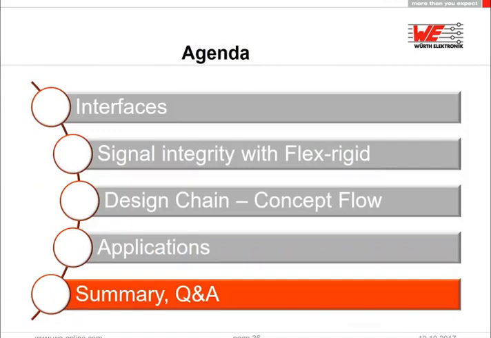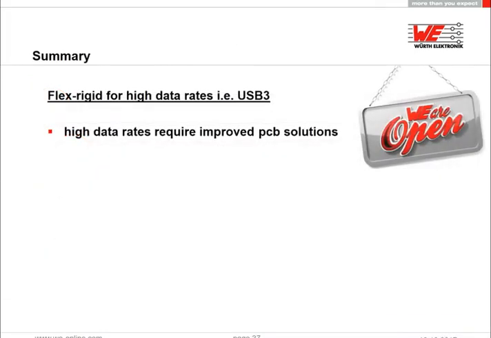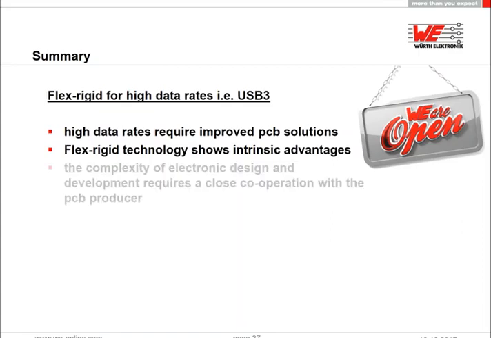So now let's come to the summary. Flexrigid for high data rates, for example USB 3, means that this requires an improved PCB solution, and improved PCB solution means for me Flexrigid technology, as this Flexrigid technology shows intrinsic advantages which are really improving signal integrity for these high data rates.